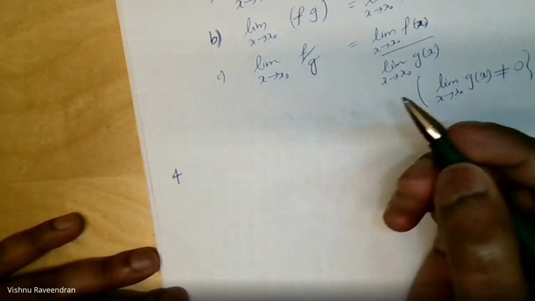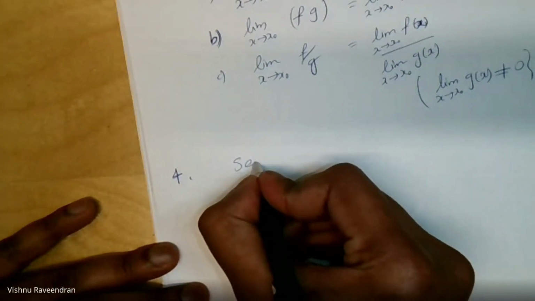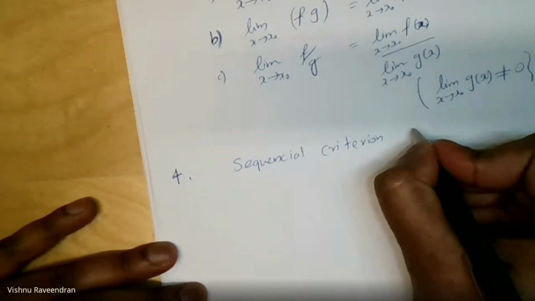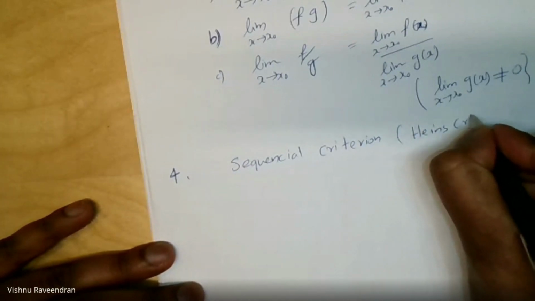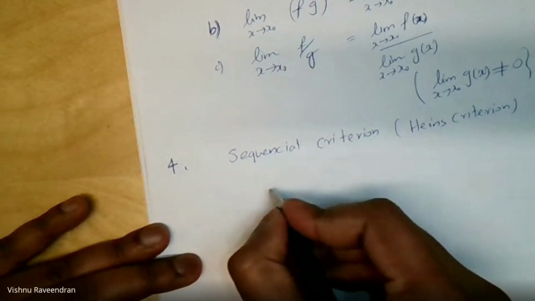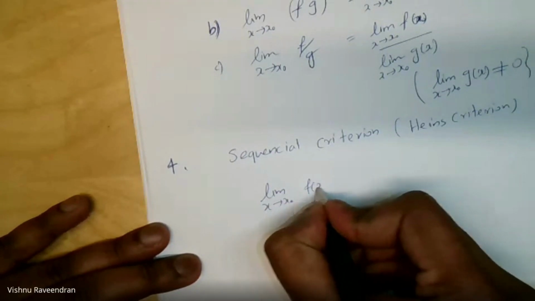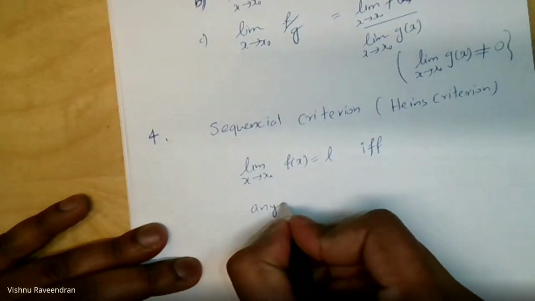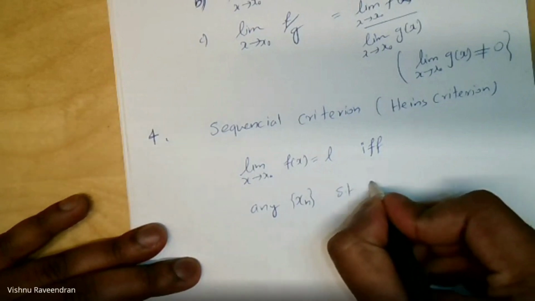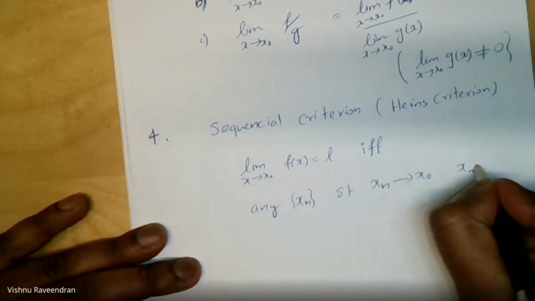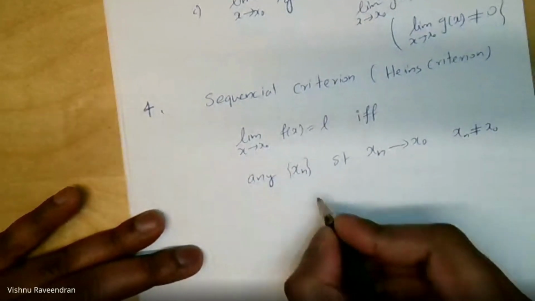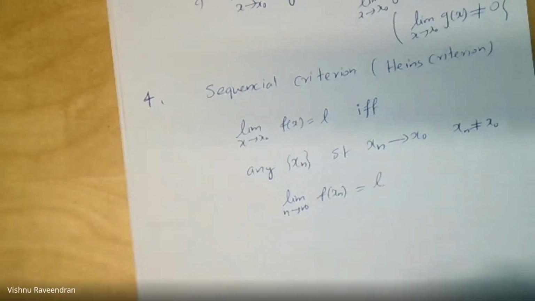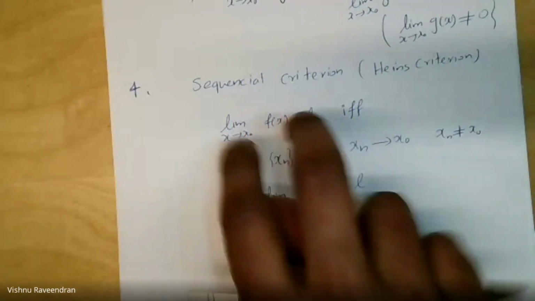And yes, we have another property, which is the sequential criteria, or some people call it Heine's criteria, which says that the limit as x goes to x naught of f of x equals L, we can write as an if and only if statement, such that for any sequence xn such that xn converges to x naught and xn is not equal to x naught, the limit as n tends to infinity of f of xn will be equal to L. So this is not actually the proper statement, but I just want to give you the idea.